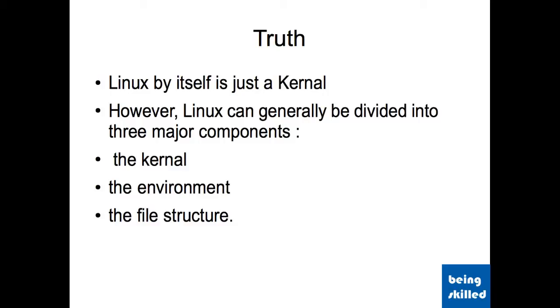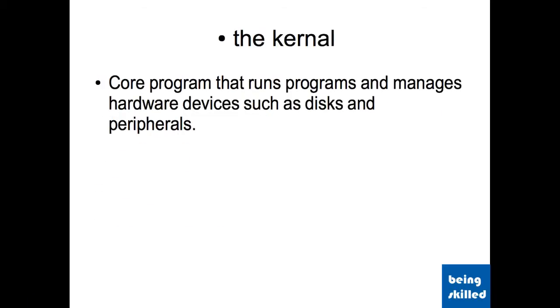However, Linux can be generally divided into three major components, which are the kernel, the environment, and the file structure. These three components basically form a very basic operating system, and let's see what they are. The kernel is a core program that runs programs and manages hardware devices such as disks and peripherals. If we have lots of hardware components inside our machine, the kernel will be interacting with them and will manage them. It does all the low level and crucial work.